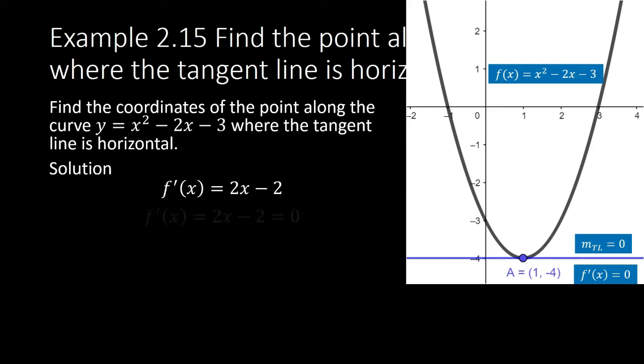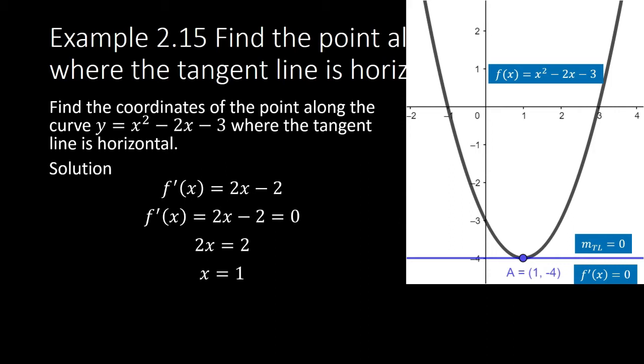We will equate it to 0. And so, when is this equal to 0? It is equal to 0 when x is equal to 1. And so that's it. We already got it. Our tangent line to the function is horizontal when x is equal to 1. And when x is equal to 1, we must look for the y coordinate, because the instruction here is to find the coordinates of the point.